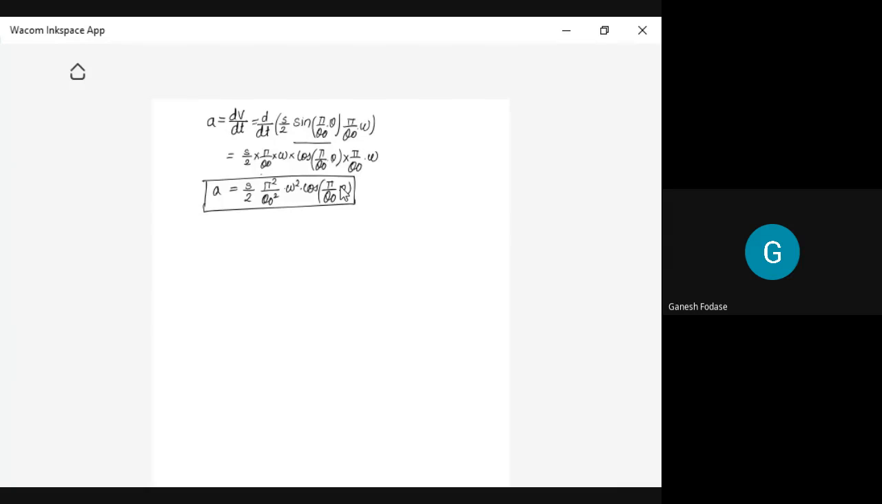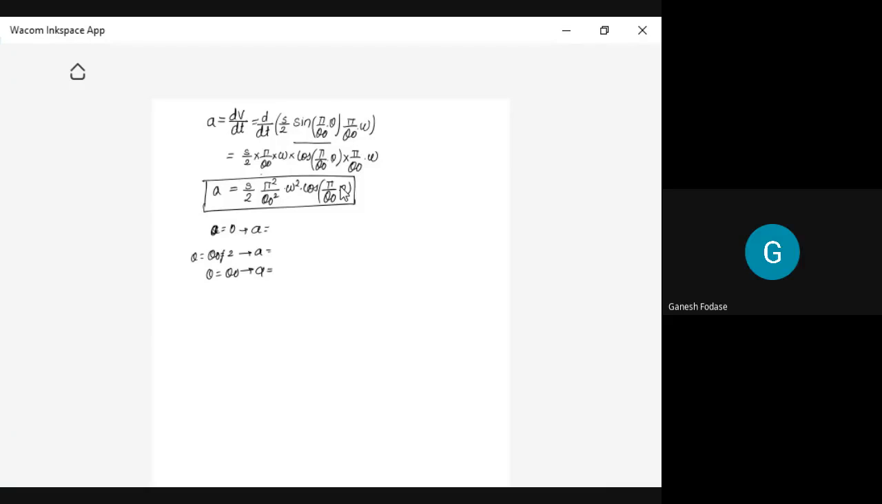Now from this, determine the value of acceleration at different points, like acceleration at theta is equal to 0, at theta is equal to theta o by 2, and at theta is equal to theta o. So get the value of acceleration, and from that we need to draw curves for displacement, velocity and acceleration. So determine the value of acceleration.